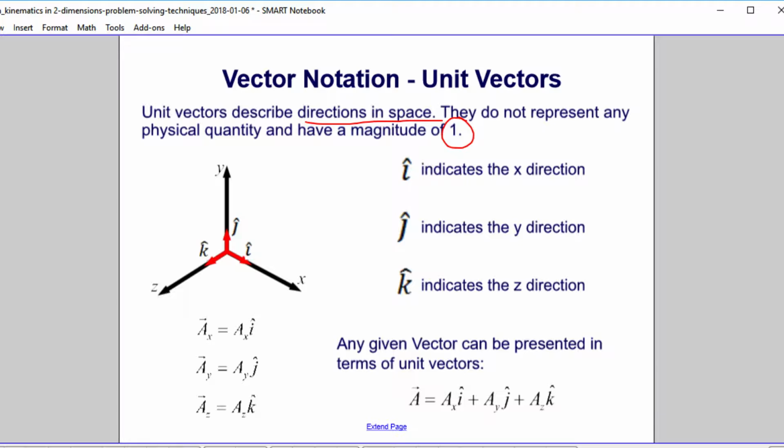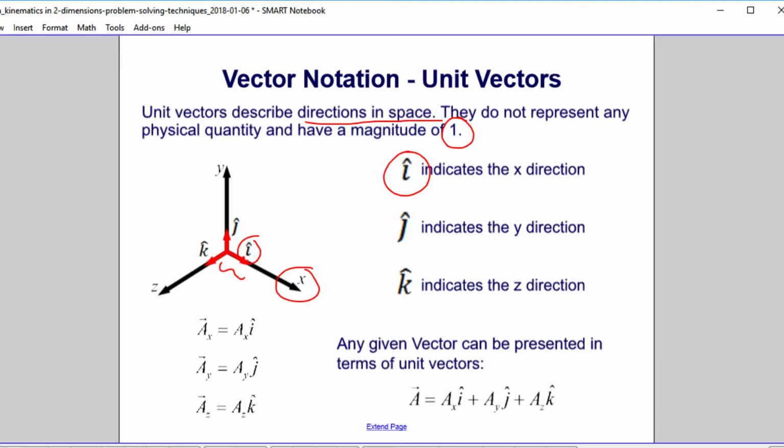And we're going to have i hat. Yep, that's what you call that little caret on top. i hat indicates the x direction. So you can see here's your x-axis, here's your unit vector i, and you can see the length is real small here. That's a length of 1. j hat will indicate the y direction. k hat is the z direction.